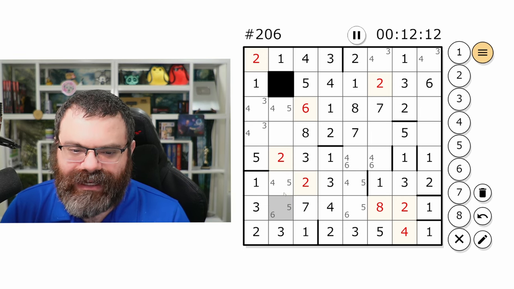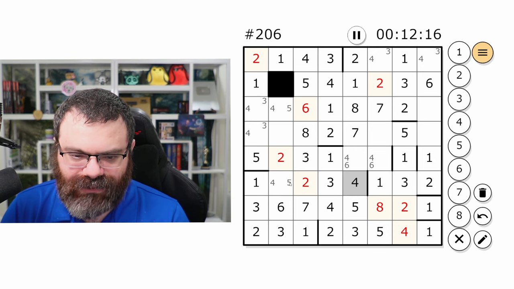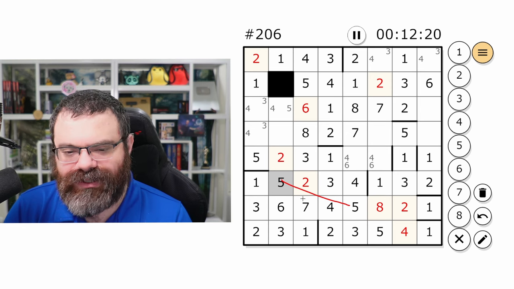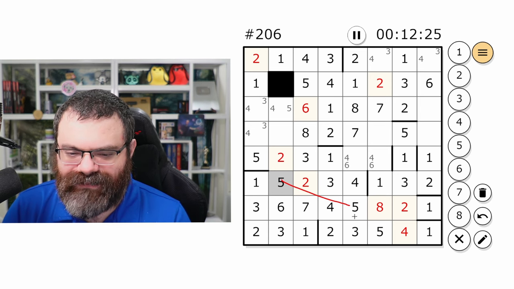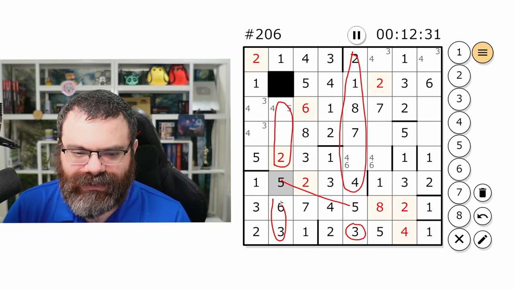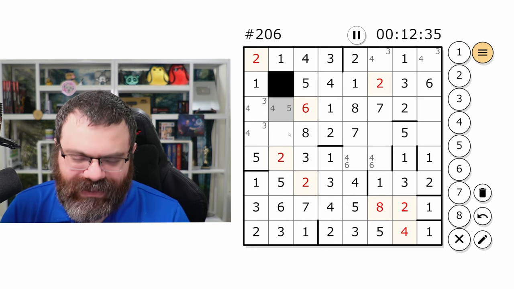So this can't be 5, right? These will both be 4. So this is a 6, that makes this a 5, that makes this a 4, and that makes this a 5. Now notice this is the leg of the X that we chose. The 5 ended up here. But notice, because the 5 ended up here, this couldn't be a 5, right? None of the rest of the column could be 5. Oh, I already knew that, but I marked 5 there. So anyway, that's a 4.